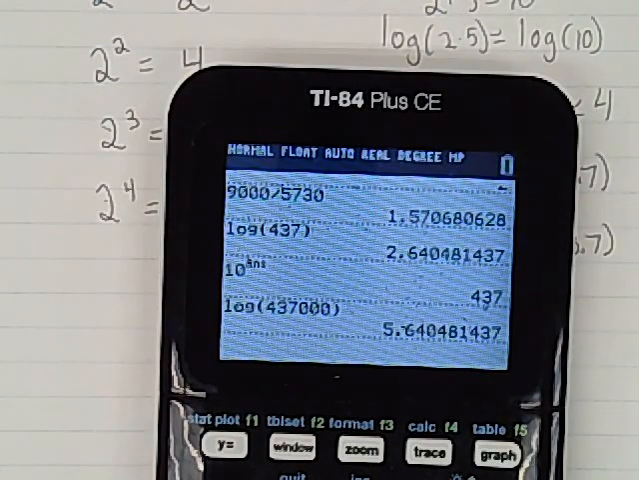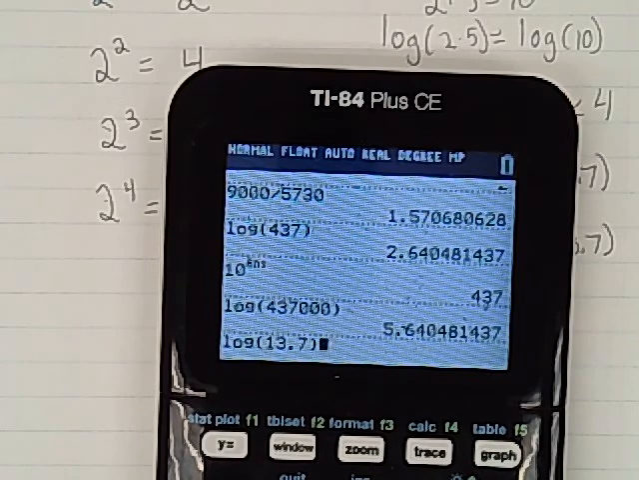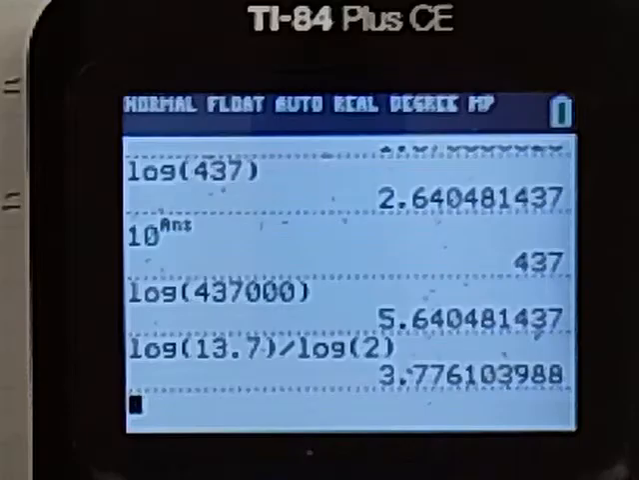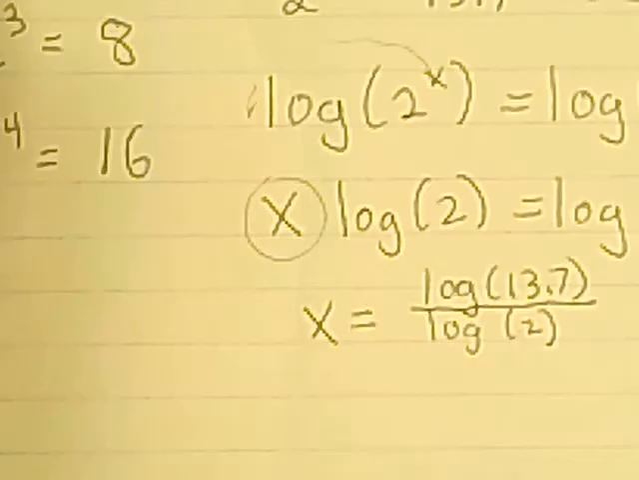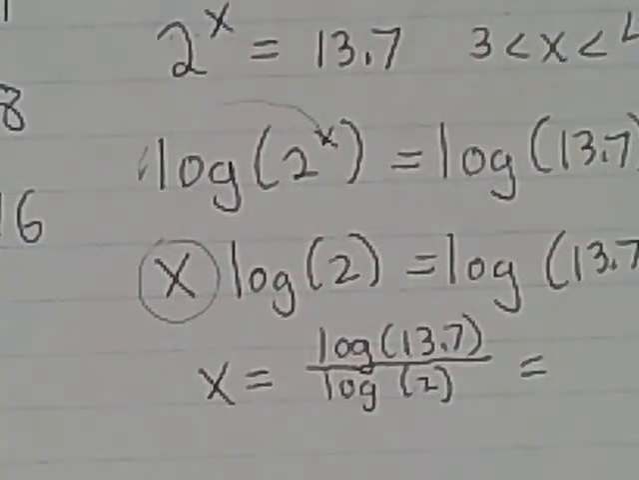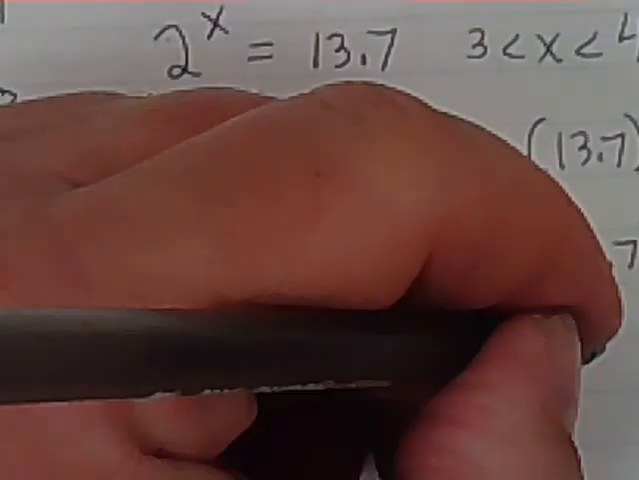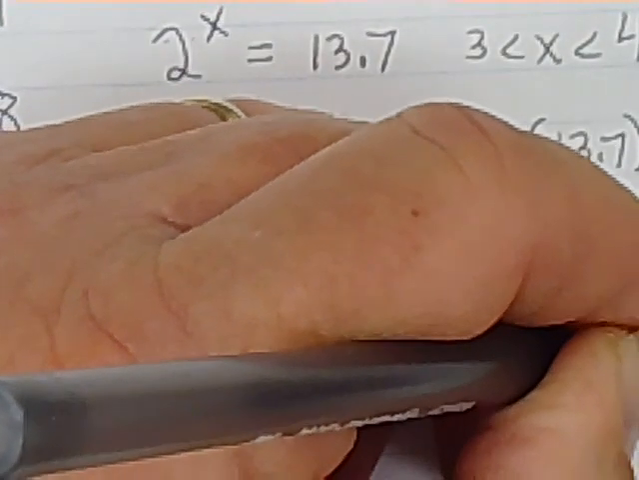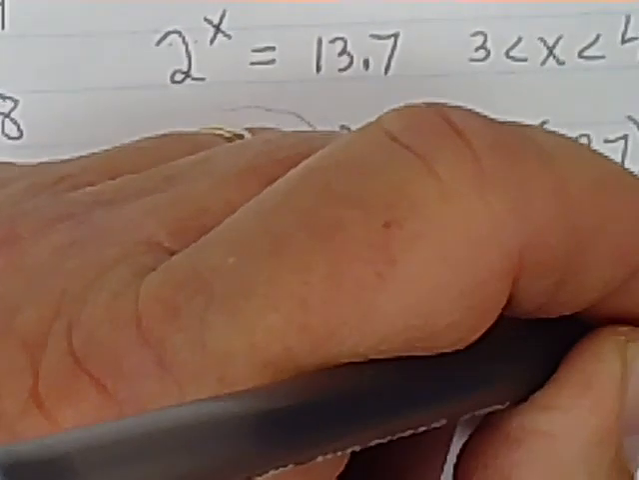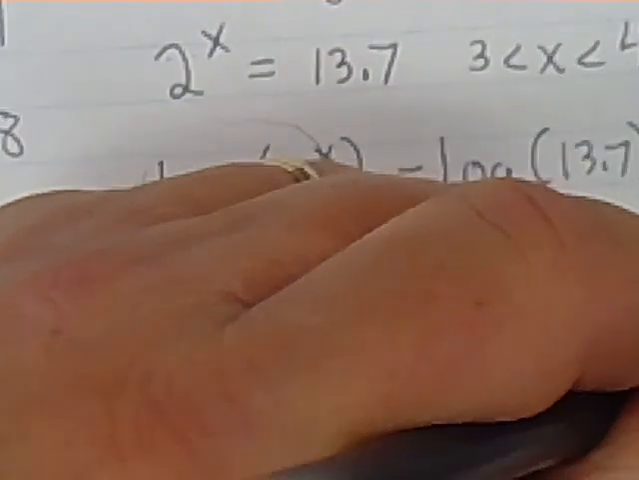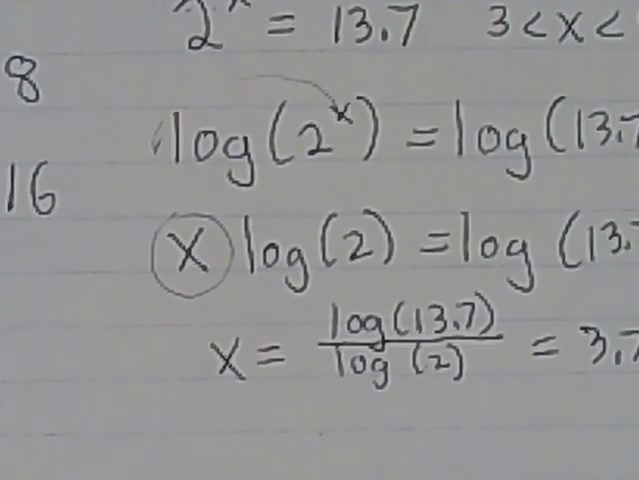What you can do is ask it, what is the log of 13.7 divided by the log of 2? Enter. And it says, oh, clearly, you foolish human, the answer is 3.7761039888. Yeah, sure, let me write that one down. 3.77610610. Okay, close enough.